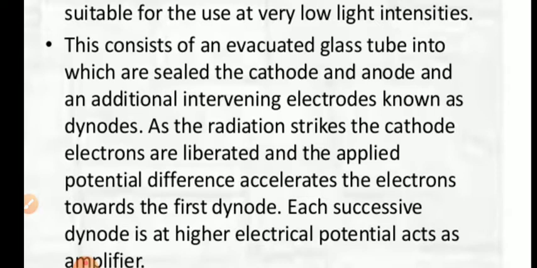As the radiation first strikes the cathode, electrons are liberated and a potential difference is applied. The applied potential difference accelerates the electrons generated at the cathode towards the first dynode, and then it is amplified, right? Then from the first dynode, the excited electrons reach the second dynode. Again, it is amplified. Then it reaches the third dynode. At each successive dynode, a higher electrical potential is applied and it acts as an amplifier.